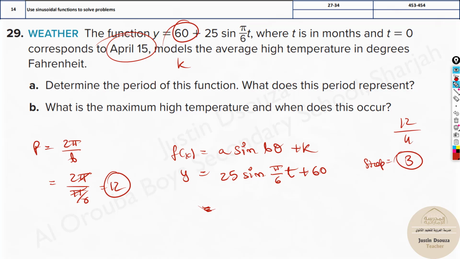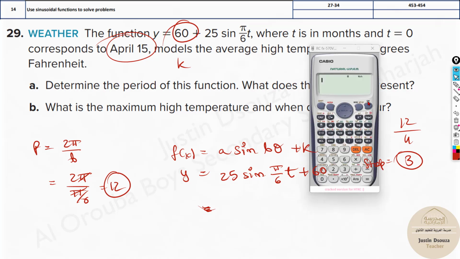Yeah, 3 is the step. Now why did I write this? I'll show you now in the calculator. Let's go to mode 7. This is the table method. And let's type the equation as it is. You can type it directly like this. It doesn't matter whether you rearrange it or not.